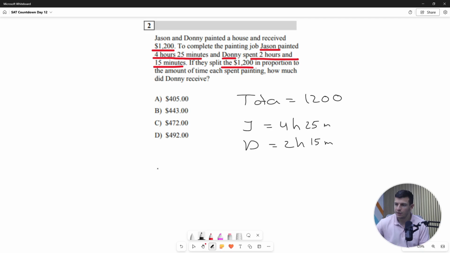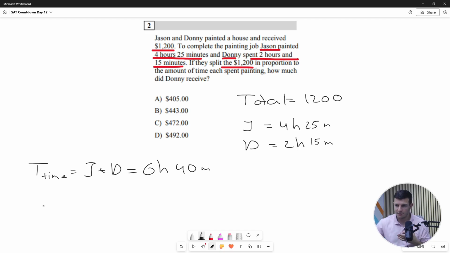Anyhow, so together the total time is going to be, actually let me write it at the beginning because I might need some space. So total time is going to be J plus D, right? If we add them up, we have 4 and 2, 6 hours and 40 minutes. So total is 6 hours and 40 minutes. This is how much they spent.